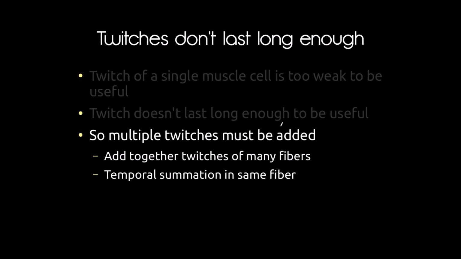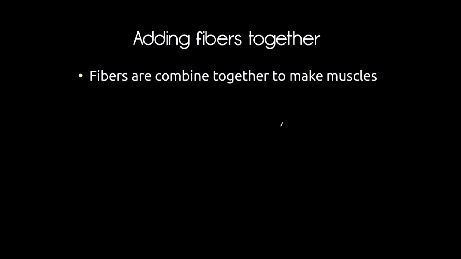So first up, let's talk about adding these fibers together. Fibers, or muscle cells, are combined together to make muscles. We talked about this a couple videos ago, about how we add together these muscle cells into muscle fascicles, and then these muscle fascicles are added together to make individual muscles. That is how we're adding together these individual fibers to create one larger structure that's able to make contractions that are more worthwhile.